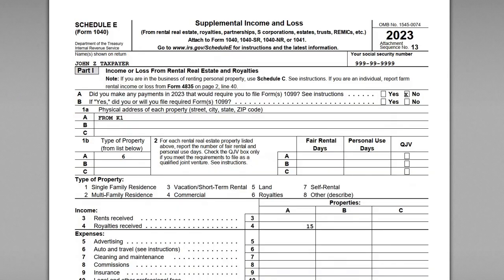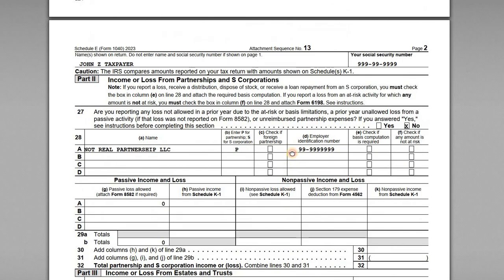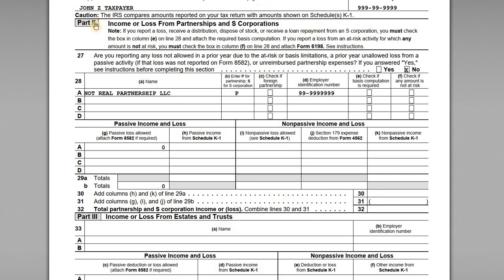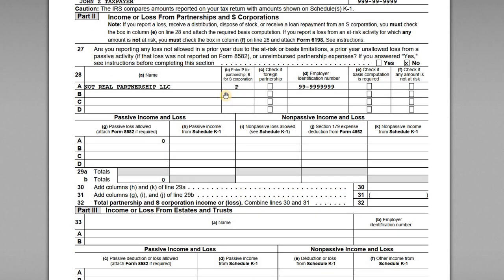Well, when we report partnership income or loss, normally it's going on Schedule E in Part 2. So Part 2 is where we report income or loss from partnerships and S-Corps. This is where we report the ordinary income or loss items. So we've got the first entry here, not real partnership, LLC. It is a partnership entity.